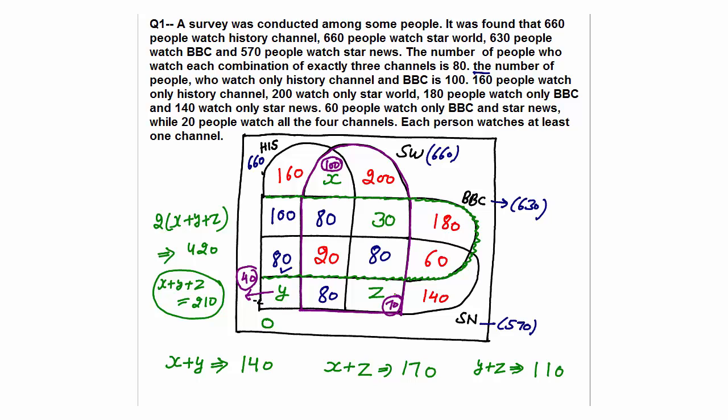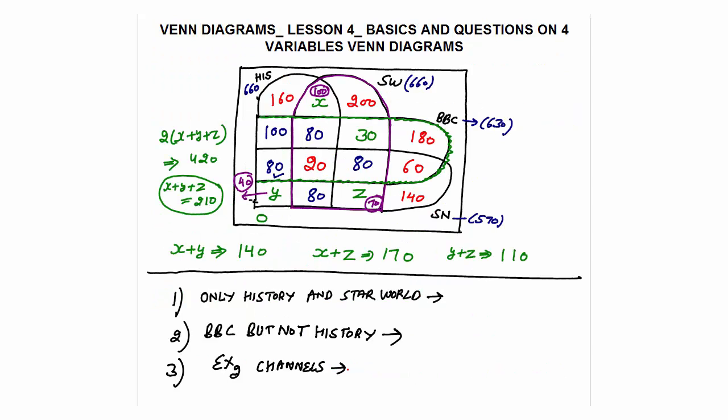Now we have all the data and you can answer each and every kind of question that can come in your exam on the basis of this structure. Let me solve some questions. Now you should pause the video, look at the diagram I have filled, then try to answer the 3 questions I have written. Now how many people watch only history and star world? Now only history and star world would be this X, exactly 2 channels, and this is 100. So our answer would be 100. Only history and star, this is 100.